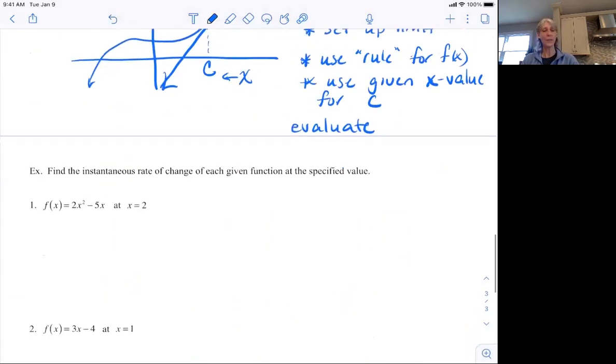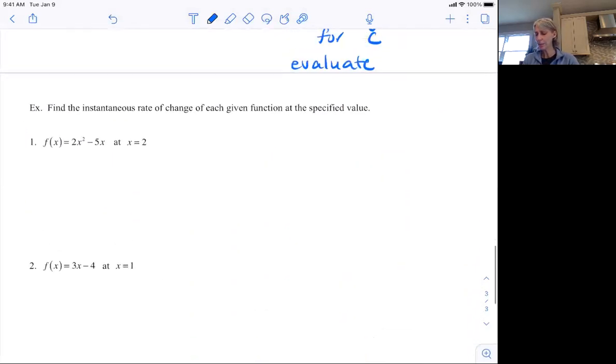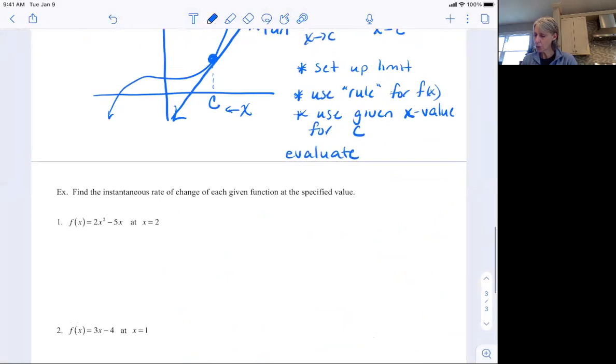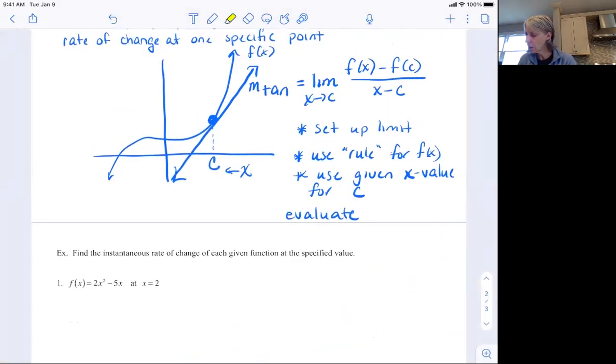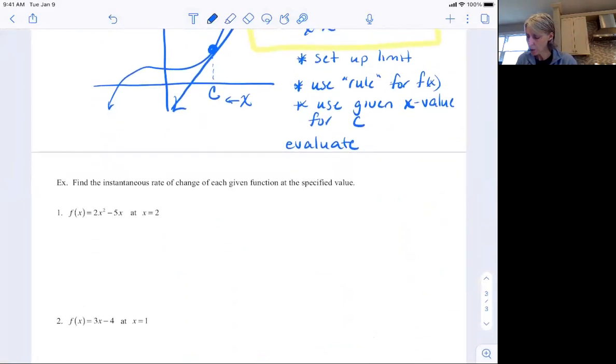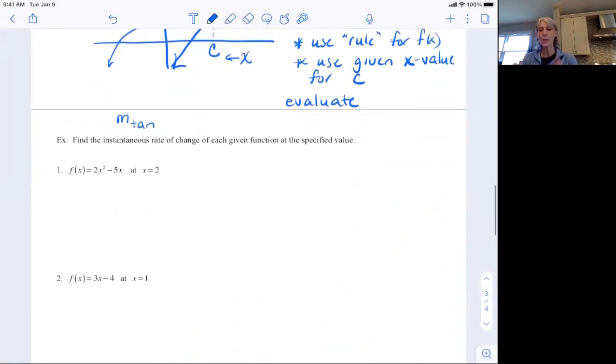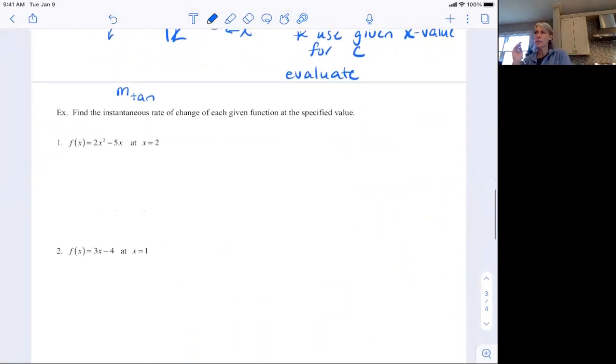So in these next couple of examples, we're just going to real quickly use our formula we just established. We're going to set up each limit, and we're going to find the instantaneous rate of change, or the slope of the tangent line, at each of the specified values. We don't need to make a picture. If you want to, you can, to help you, but there's no picture involved. We're just going to set up the limit and evaluate it.